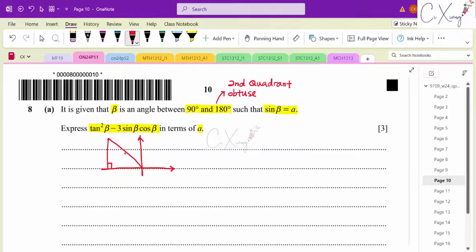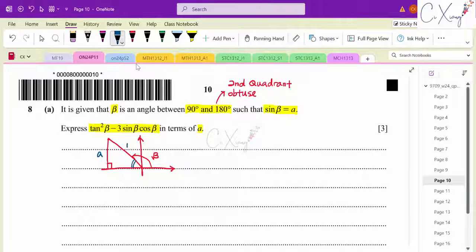Okay, and they are telling us that it is the angle between 90 to 180, right? So that means this is your beta. And they tell us that sine beta equals A. So sine beta equals A, which means opposite over hypotenuse equals A. So for the acute angle of this beta, you will have A, then over the hypotenuse is 1.